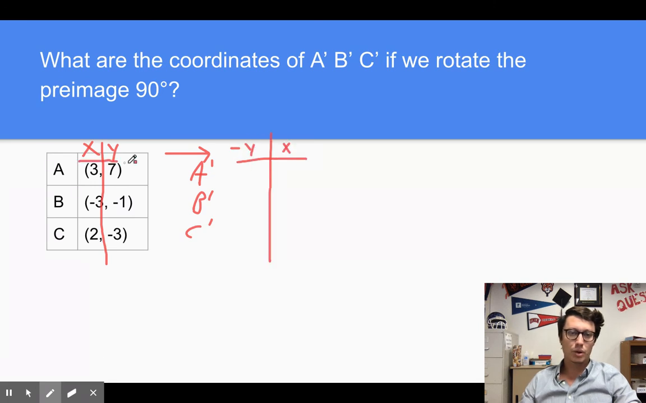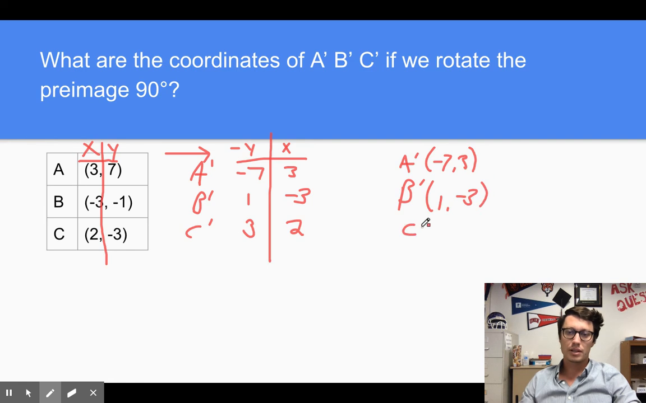You're taking all your y numbers and changing the sign. So positive 7 changes to negative 7, negative 1 changes to positive 1, negative 3 changes to positive 3. Taking your x numbers, they stay the same. Positive 3 stays positive 3, negative 3 stays negative 3, and 2 stays 2. So our answer is A prime is at (negative 7, 3), B prime is at (1, negative 3), and C prime is at (3, 2). There's your answers.